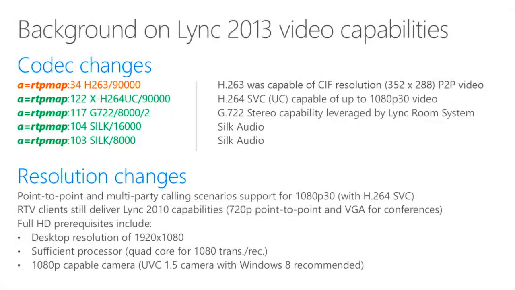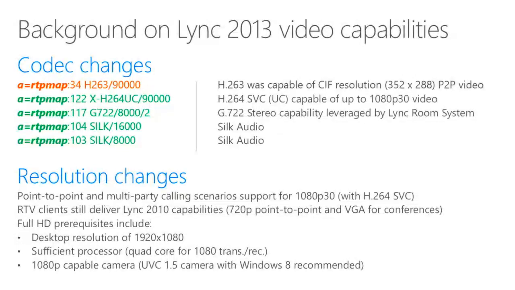There's also a number of changes to resolutions and the supported resolutions. Previously, you could take a real-time video client and do 720p from a point-to-point perspective and VGA multi-point. And of course, that's still the same today. So if you bring a Lync 2010 client or a Lync for Mac client into a Lync 2013 call, those restrictions are going to apply. So nothing changes there.